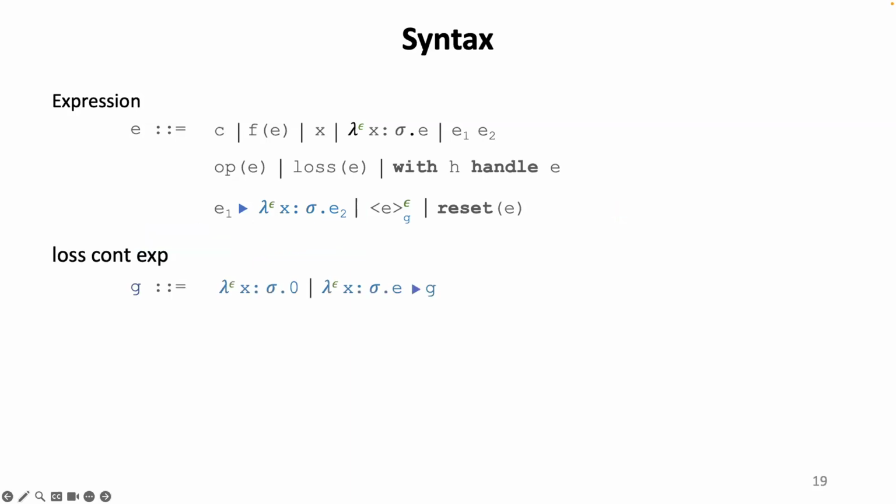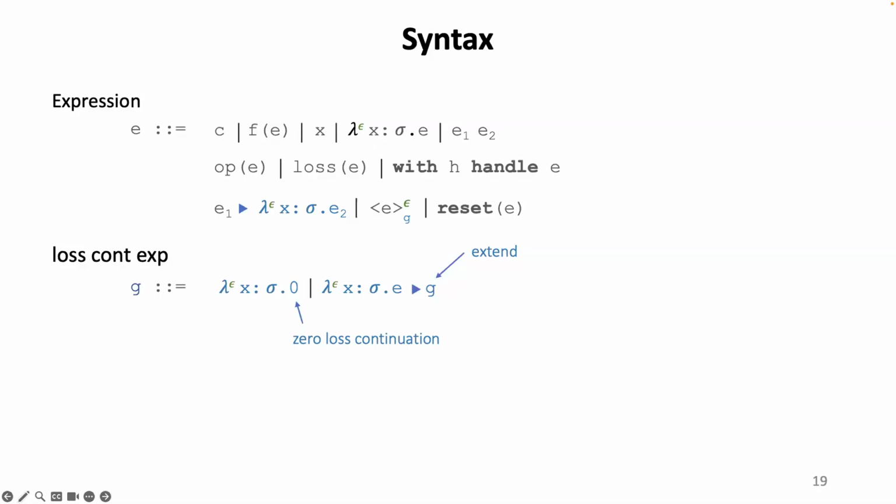And we can also define loss continuation expressions, which correspond to the function from X to R in the selection monad definition. So it takes a value and calculates a loss. So it only has two forms. It is either a zero loss continuation, so evaluation of every program will start with a zero loss continuation, or it is extending a loss continuation with another loss continuation expression.